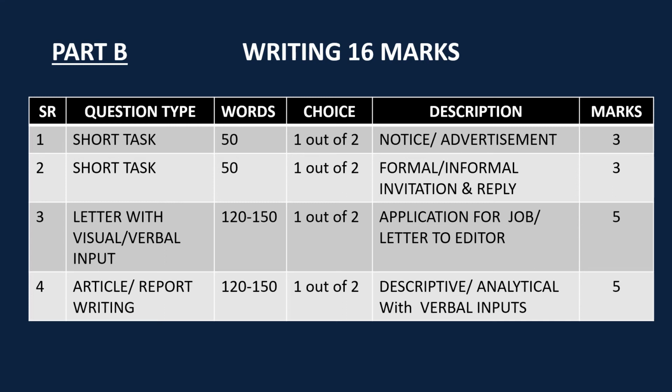The article or report writing is the next question. Again, the word limit is 120 to 150 words. There will be 2 questions out of which you will choose one. It will be descriptive or analytic in nature, and there will be verbal inputs. I have already told you verbal inputs means any points that will be given, important points which you will have to take in your answer. Also, it could be some slogan, or it could be a newspaper heading or anything. That will also be for 5 marks. So the total marks for the writing section is 16.